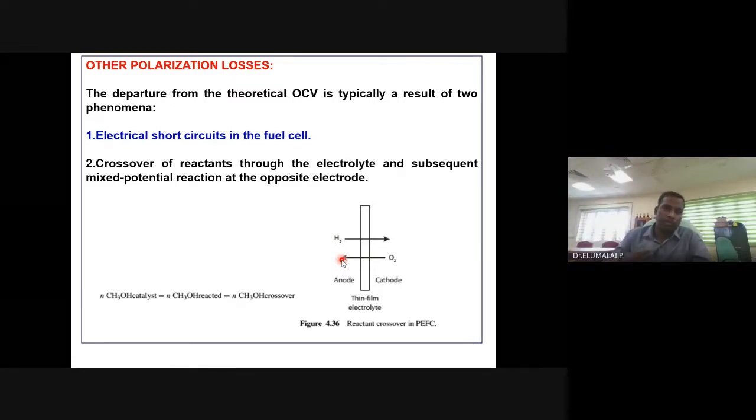Fuel crossover is not a big problem in a hydrogen oxygen fuel cell, but it is a big problem in a methanol fuel cell. A significant amount of methanol passes through the membrane, reaches the cathode compartment where, instead of oxidation, it undergoes reduction. This lowers the cell voltage due to formation of mixed potential. These all need to be taken care of. You need a better membrane which will not allow hydrogen, methanol, or oxygen to pass through and reach the other compartment.